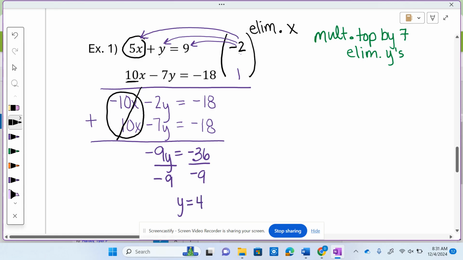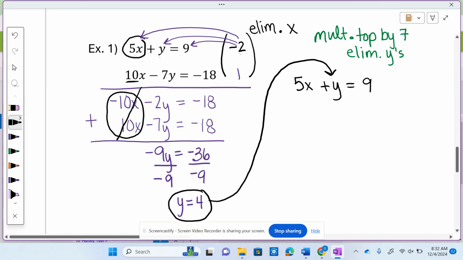Okay, what equation do you want to use? Do you want to use the top equation or the bottom equation? Yeah, let's use the top equation. So 5x plus y equals 9. And I'm taking the fact that y equals 4. So I am going to sub in y equals 4. So let's see. 5x plus, what is the value of y? 4 equals 9. What do you want to do now?